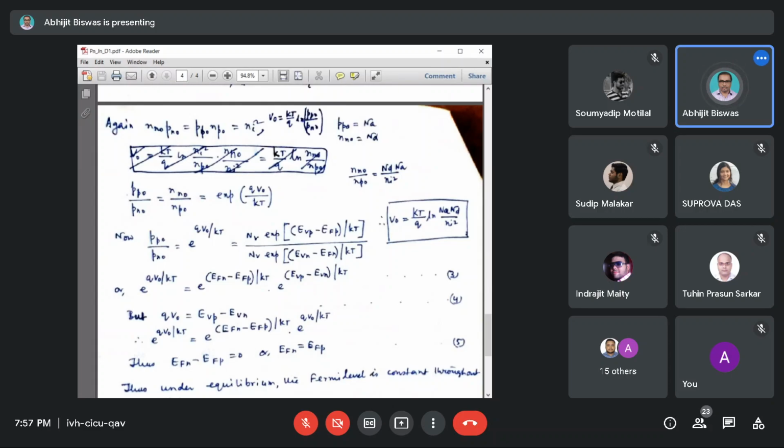regarding variation of contact potential in different semiconducting materials, as well as how it varies with the variation in temperature.